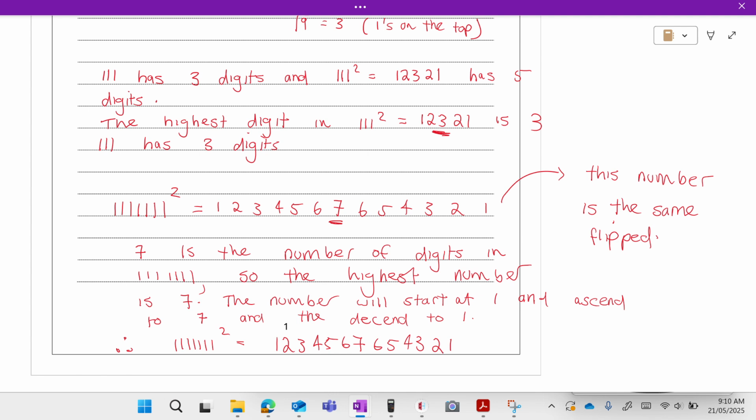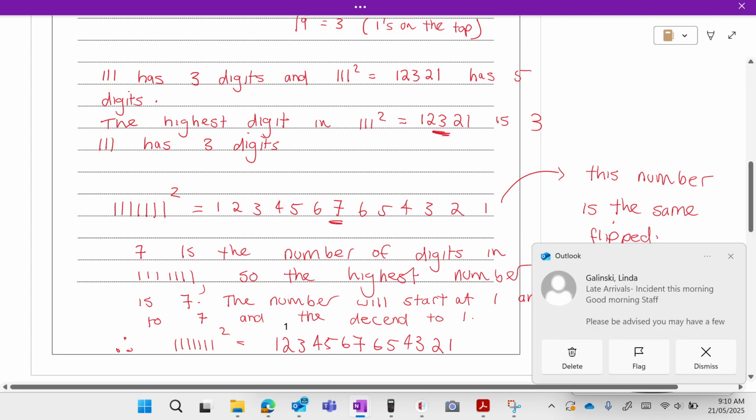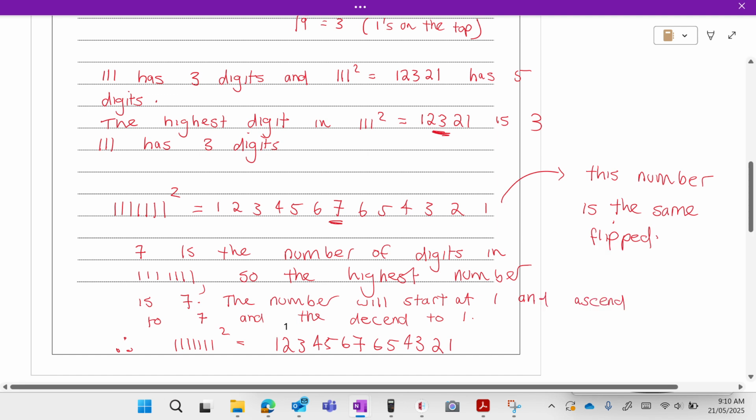I'm very impressed with your engagement in that problem, Year 7. Well done. Do we have any final ideas before I pause the recording? No? Okay.